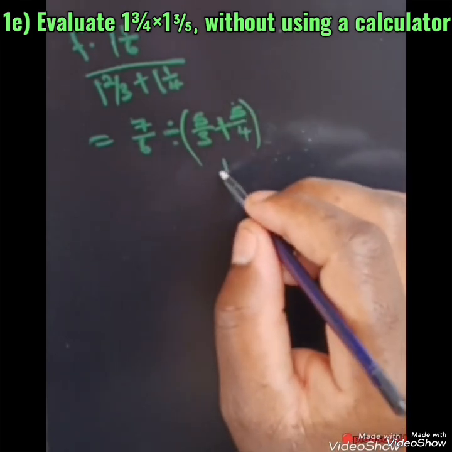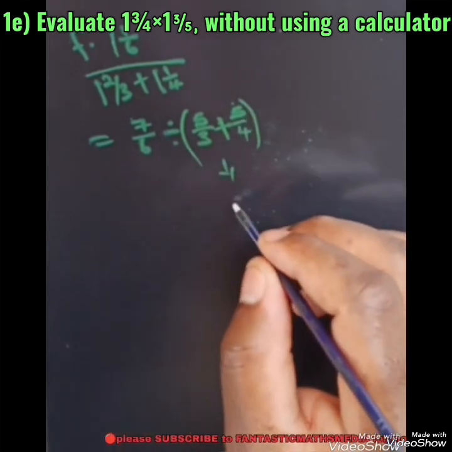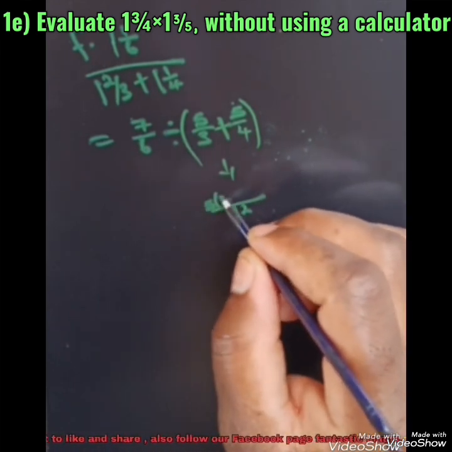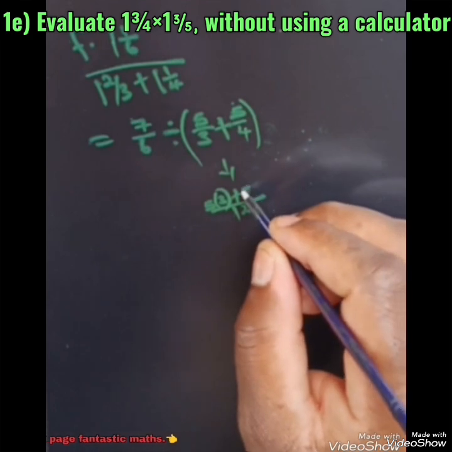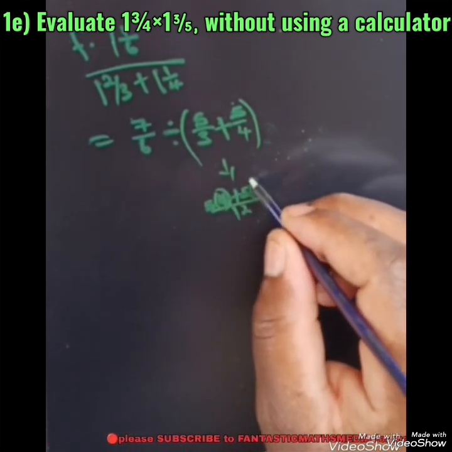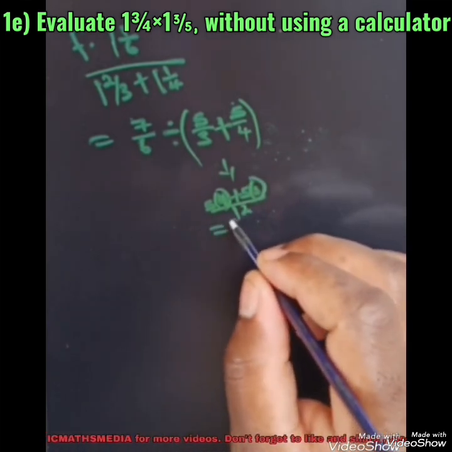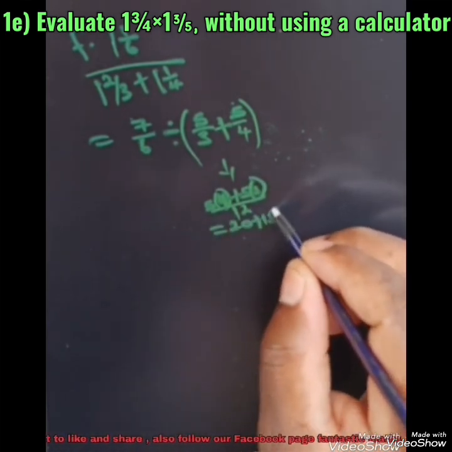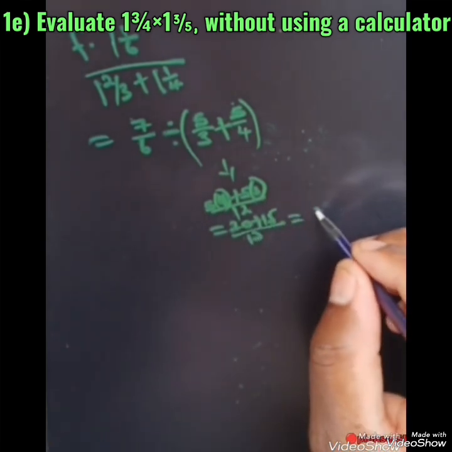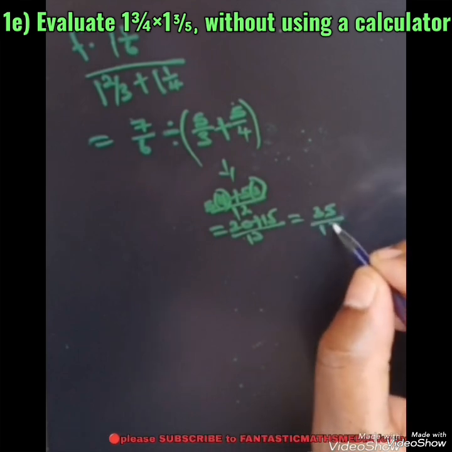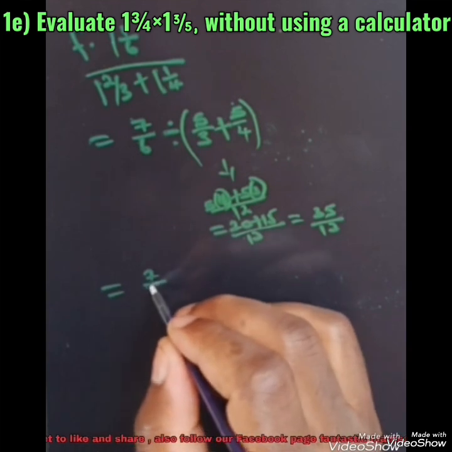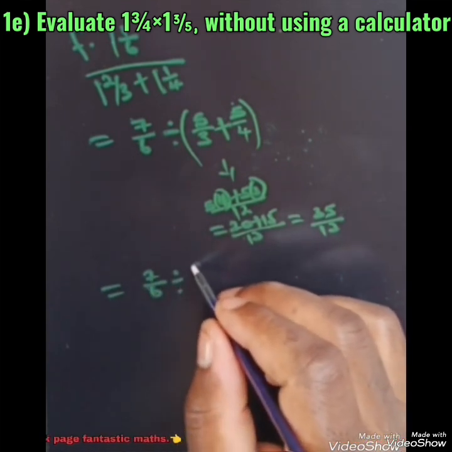Let's find the common denominator here, which is 12. 3 into 12 is 4, 4 times 5 is 20. 4 into 12 is 3, 3 times 5 is 15. 20 plus 15 is 35, so we have 35 over 12. Now 7 over 6 divided by 35 over 12.